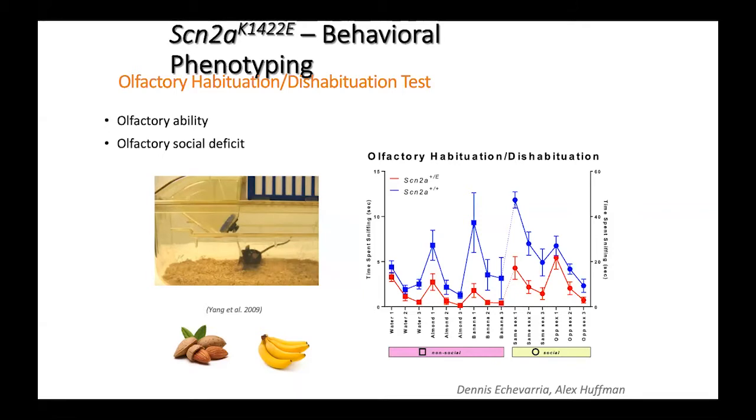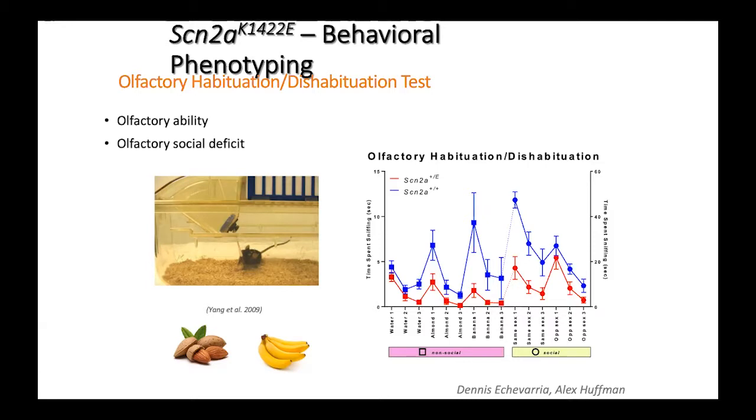And you see that you get a little bit of interest because that's a new object, and then they habituate pretty quickly. And then it goes in a sequence of almond extract, banana extract. And what you can see is that the wild type mice, you get this large increase. So this is the dishabituation, and then you get habituation over the next two introductions. In the KE mice, they have a response, it's blunted.